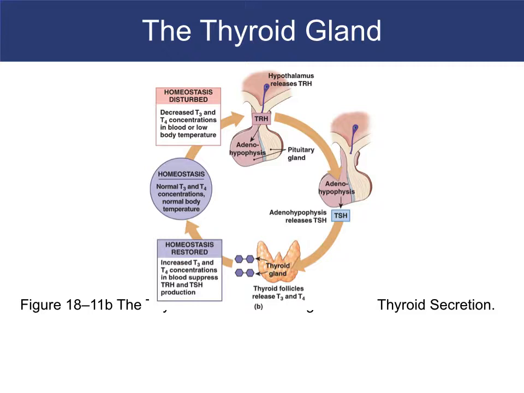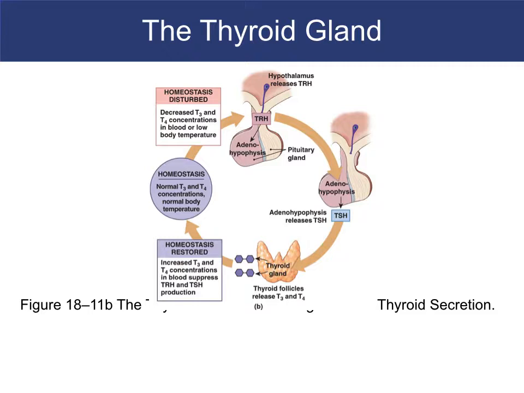So, what's the feedback that goes on here? Well, let's think about it like this. The hypothalamus releases thyroid-releasing hormone. The thyroid-releasing hormone goes down through the little portal system to the adenohypophysis. It says, hey, release some thyroid-stimulating hormone, because that's the hormone that the anterior pituitary makes. And so it releases TSH.